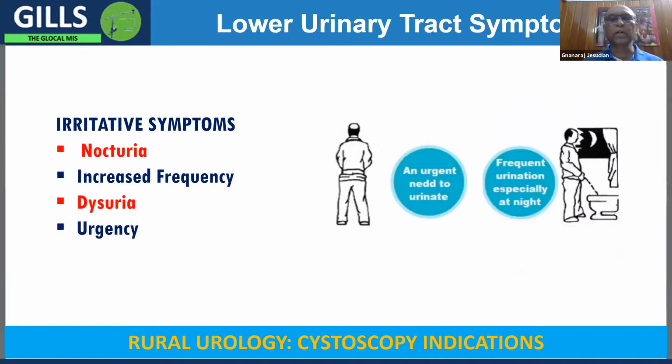And the irritative voiding symptoms are basically increased frequency. It is more noticeable, or it occurs earlier, in the night, and it's called nocturia. And then the daytime frequency increases. And finally, there is some dysuria, discomfort while passing urine. And also there may be urgency, because once you have a desire to pass urine, they need to run to the toilet or bathroom.